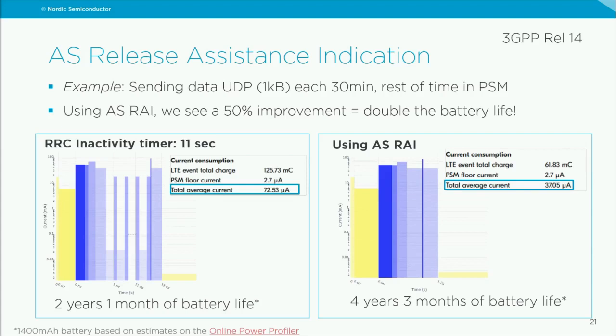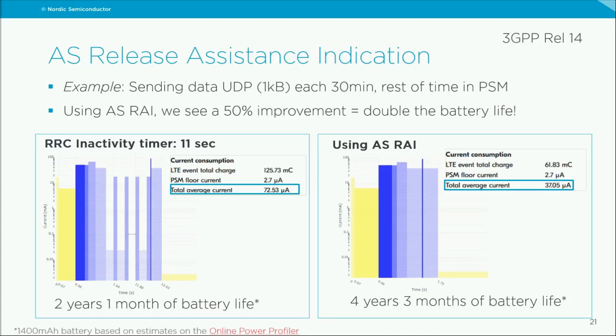When you're using this Access Stratum Release Assistance Indication, we can see a 50% improvement. That means double your battery life just by enabling a feature. In this specific example. This is something that you should be aware of and look for if your network has support for this feature here. And this is a 3GPP Release 14 feature.